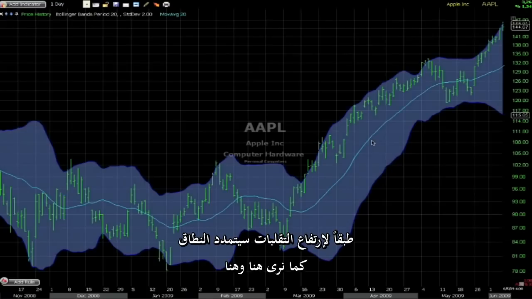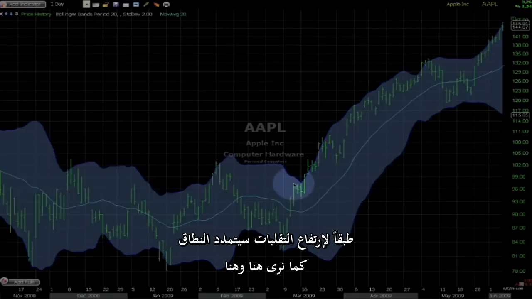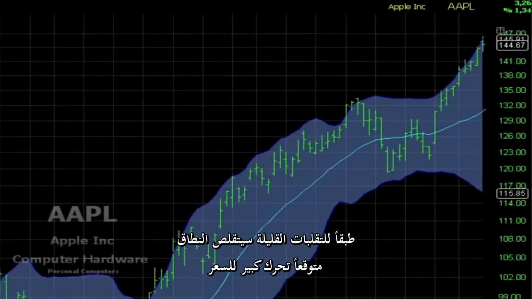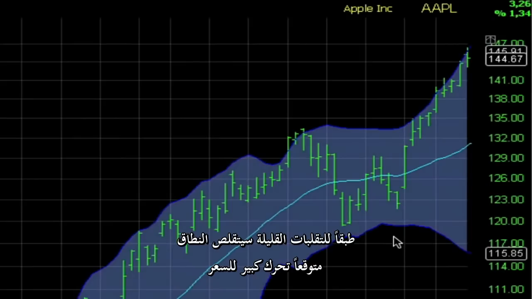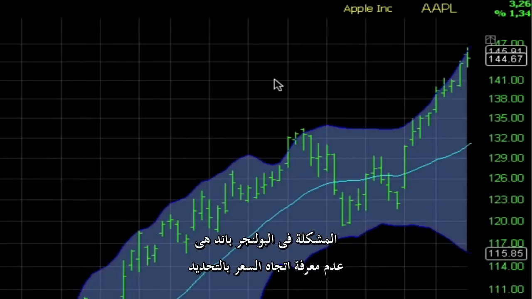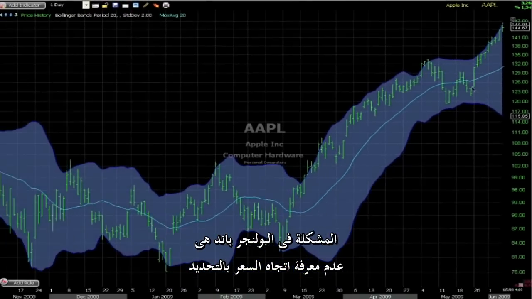During high volatility, the bands will expand, you see this here, and here. During a low volatility, the bands will contract, predicting a substantial move. You see that move here. The problem with the Bollinger Band is it doesn't tell us if the move is going to be up or down.